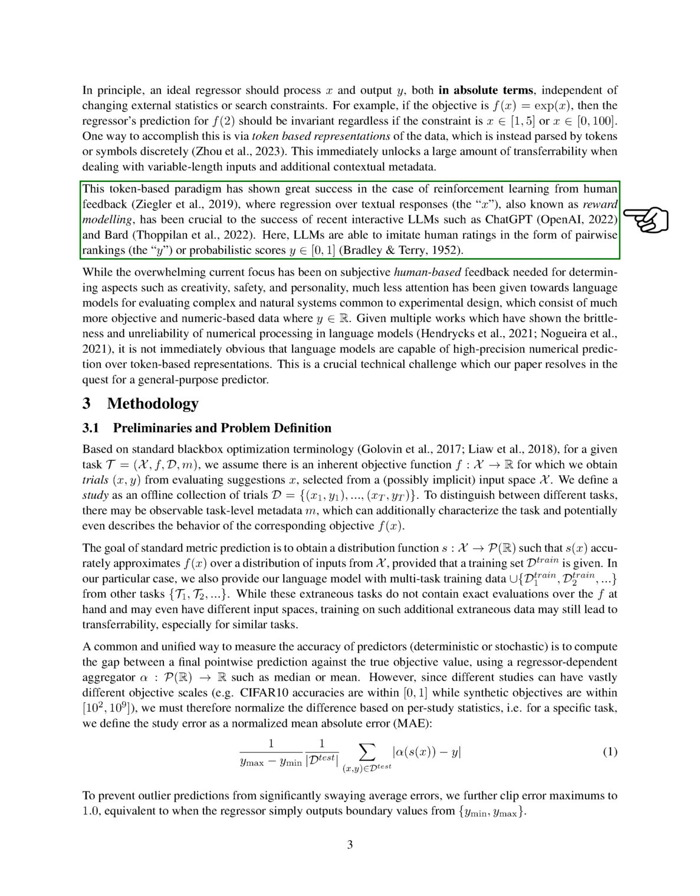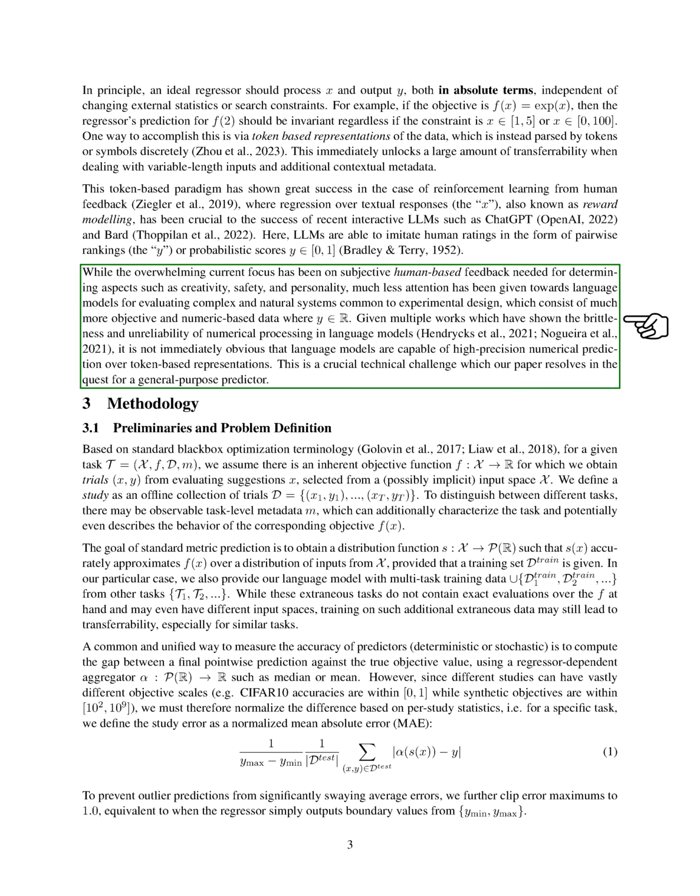These models can mimic human ratings through pairwise rankings or probabilistic scores, demonstrating the potential of language models in evaluating complex and natural systems typical of experimental design. Despite the focus on subjective feedback for aspects like creativity and safety, less attention has been paid to using language models for objective, numeric-based data evaluation in experimental design.